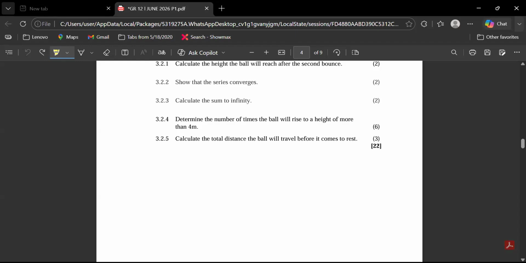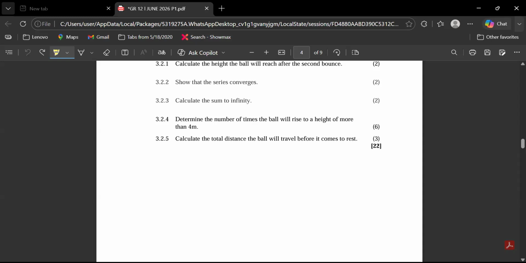Hi guys, welcome to the last part of the number patterns. Here we are going to be doing the last question of the June 2026 Limpopo question paper. What is our question for today? Our question is 3.2.5, which says calculate the total distance the ball will travel before it comes to rest, which is 3 marks.